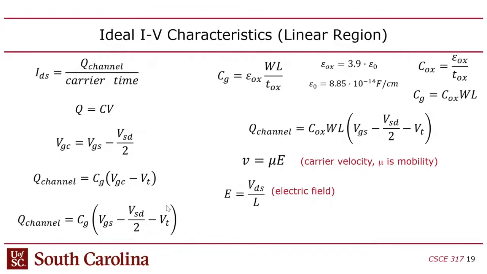The velocity is mu, the carrier mobility, which depends on what type of carrier you have, electrons or holes, and on the semiconductor you're starting with, multiplied by the electric field. The electric field is literally just the voltage between the drain and source divided by L, the channel length. It sounds complicated, but it's actually not. So the velocity is mu times E, which is mu times VDS over L.